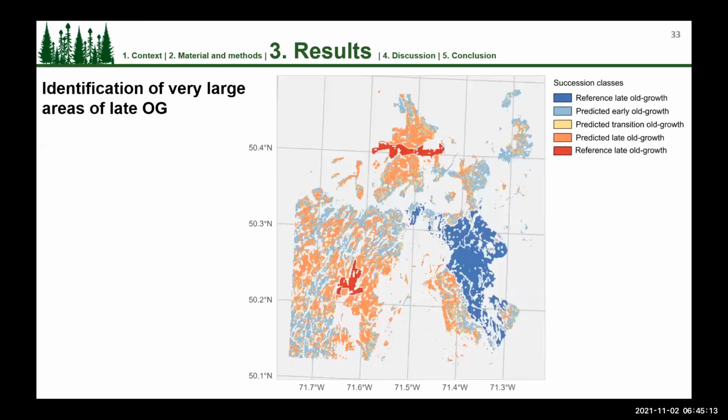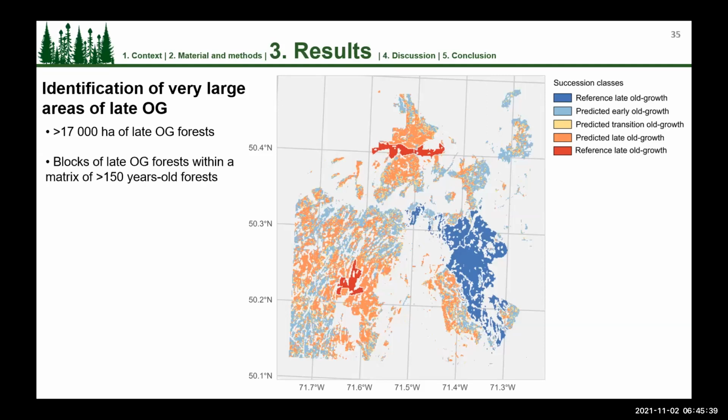When we apply this model in the study area, we are able to identify very large and continuous areas of late old growth forest, here in orange and red. We observe here more than 17,000 hectares of late old growth forests, or forests that are above 230 years old, often representing blocks of more than 1,000 hectares.